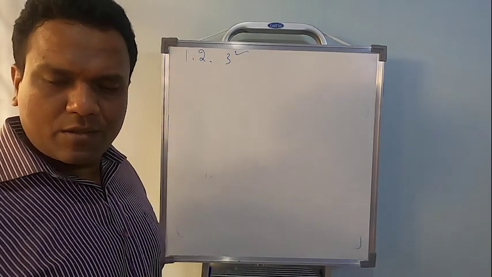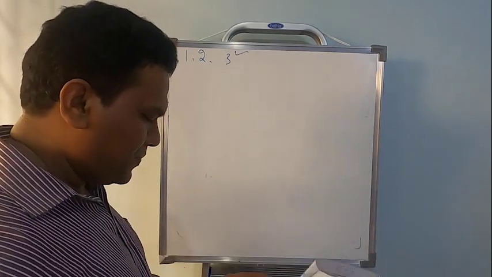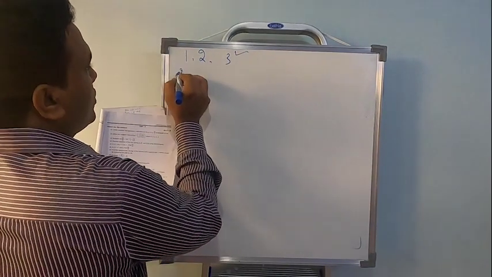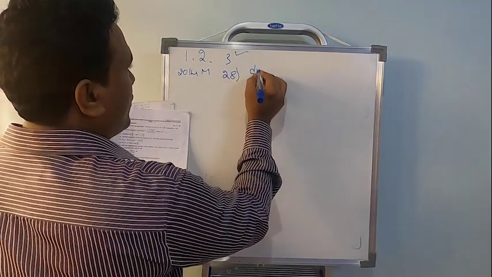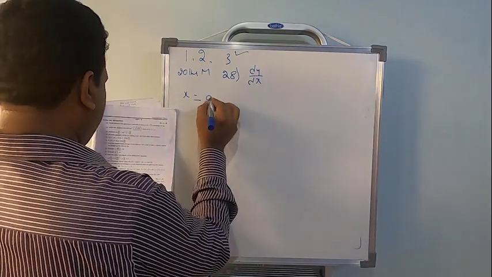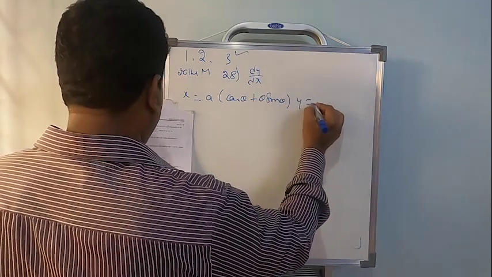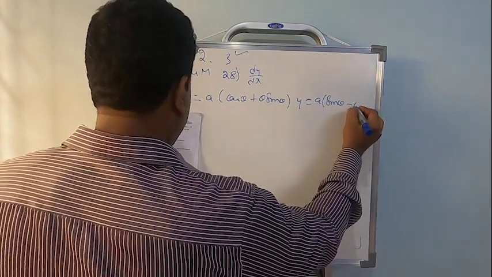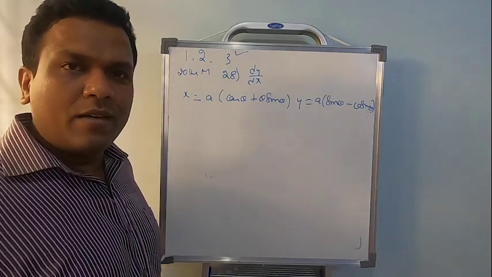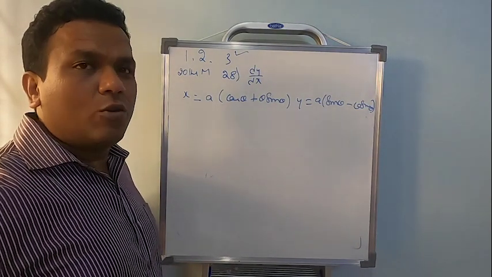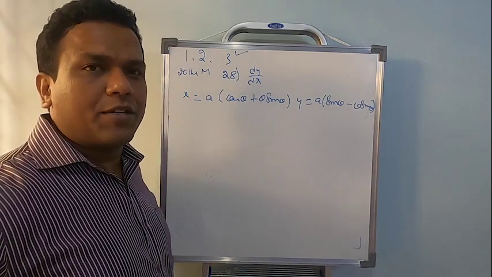So let me start with 2014. In 2014 March, problem number 28, you have to find dy by dx. x will be given as a multiplied by cos theta plus theta into sin theta, and y will be a multiplied by sin theta minus theta into cos theta. Parametric. So far none of the problems in 1 mark, never, in 2 mark also never been given. So problem number 28 most of the time is fixed on parametric differentiation.